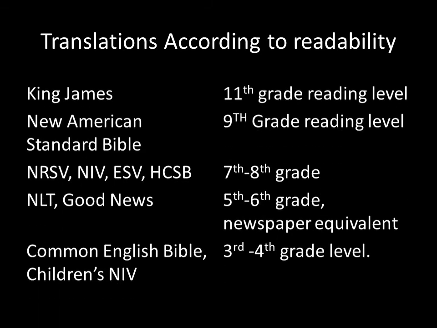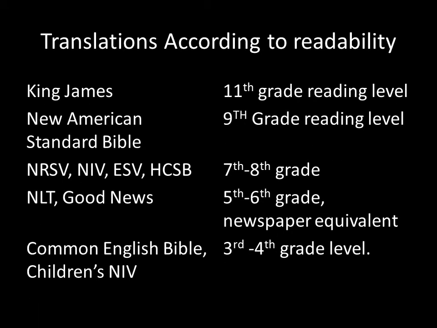All right, now let's see a listing of Bibles according to their readability. As you can see in this chart, the King James Bible is written on approximately an 11th grade reading level. That's the same as Shakespeare. New American Standard Bible is on a 9th grade reading level. The NRSV, the New Revised Standard Version, the New International Version, the English Standard Version, the Holman Christian Standard Bible are all written about the same as a newspaper on a 7th or 8th grade reading level.